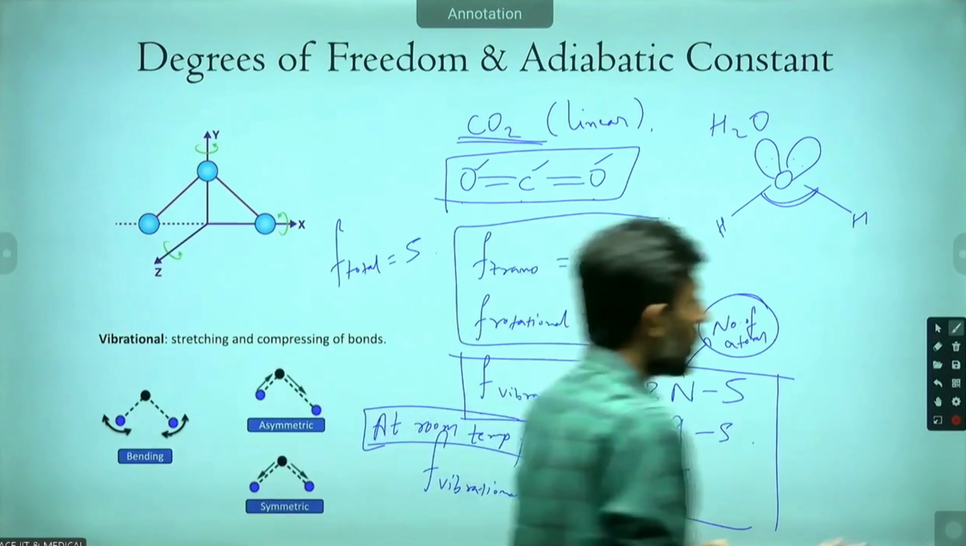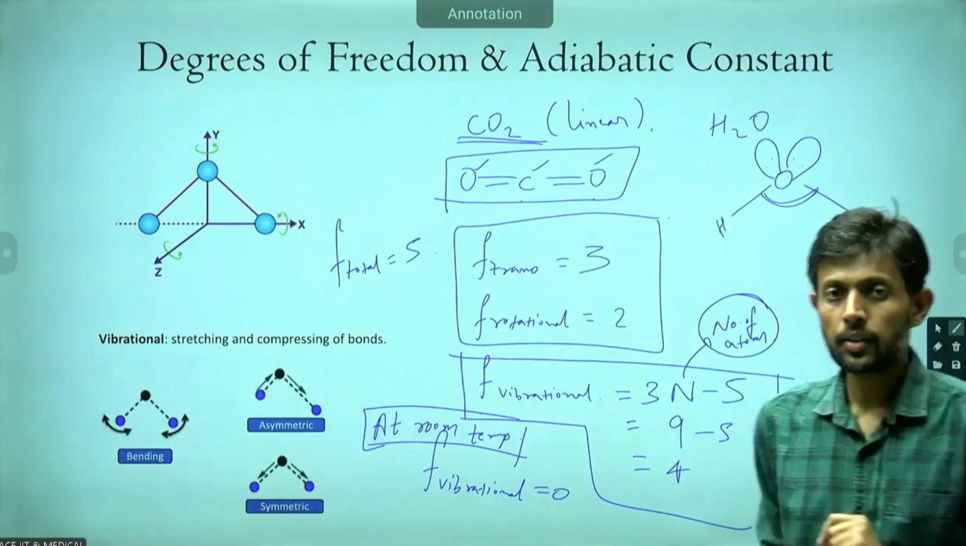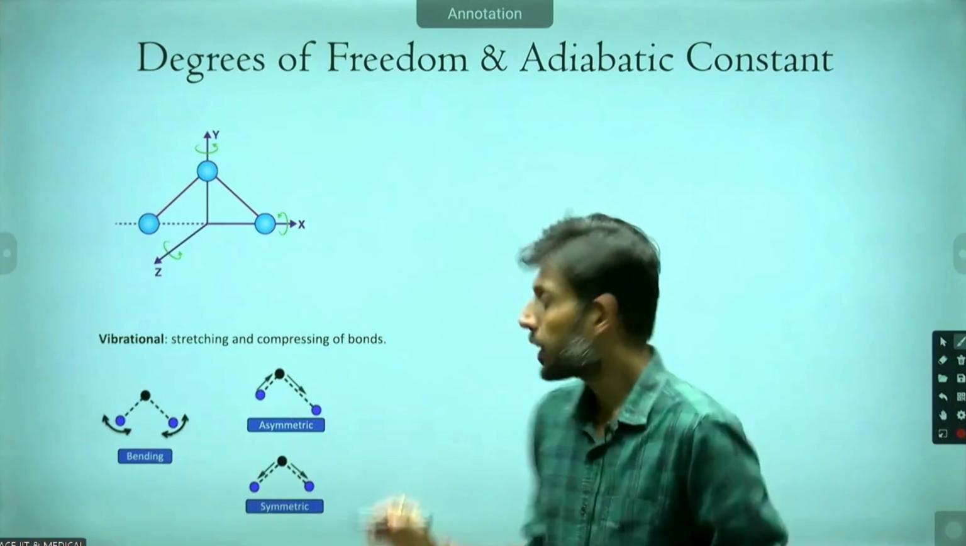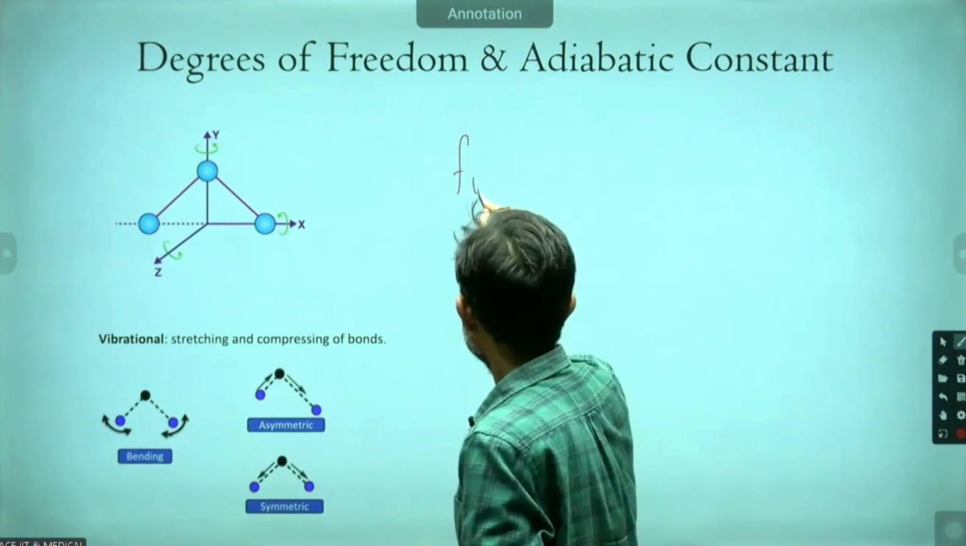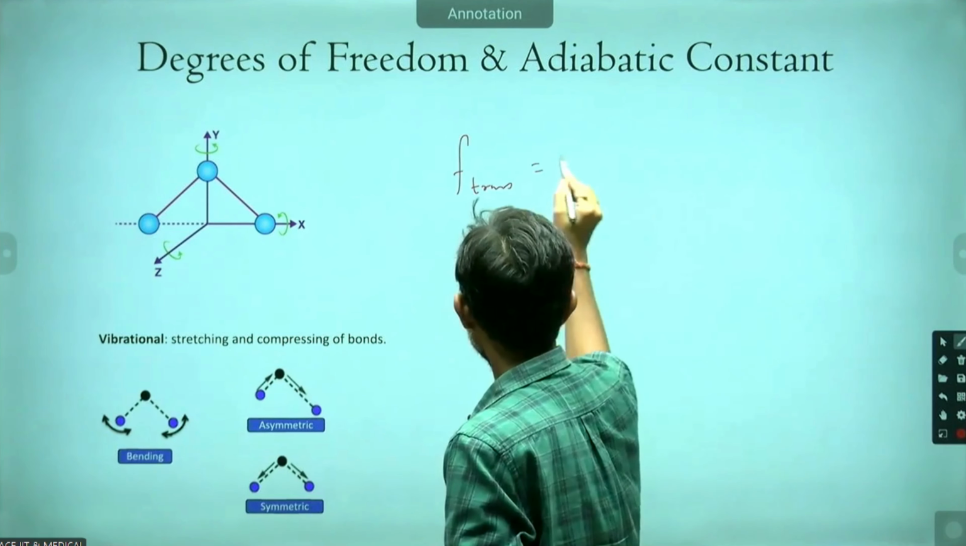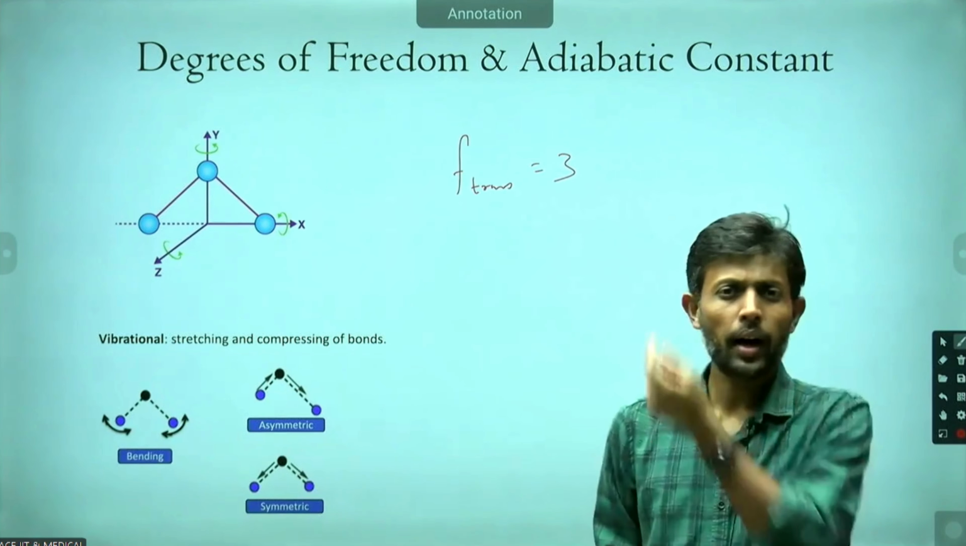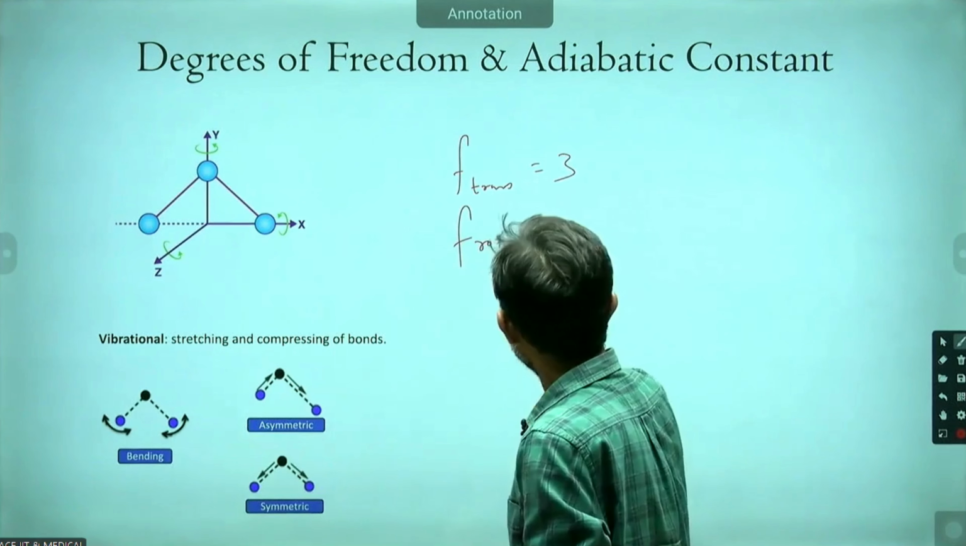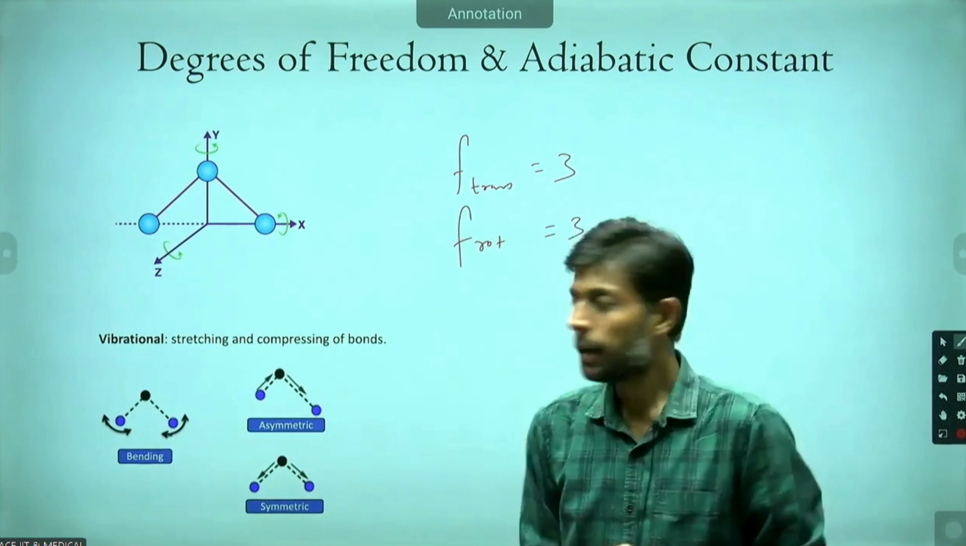Okay. What about a non-linear triatomic molecule? For a non-linear triatomic molecule, translational is 3 along x, y, and z axis. Rotational is again 3. Okay.